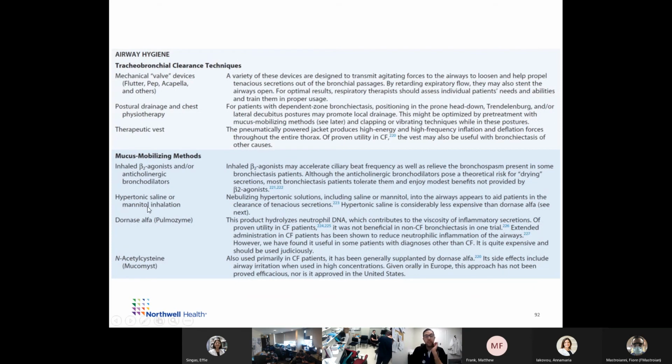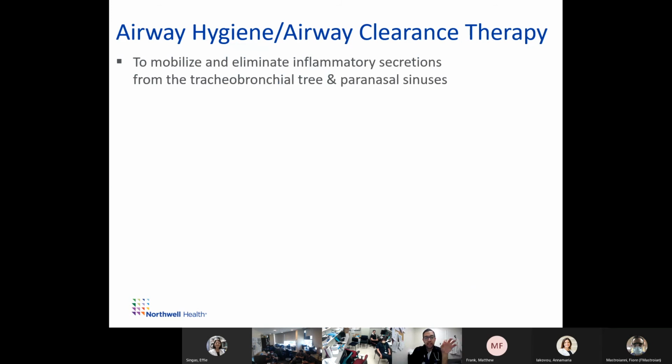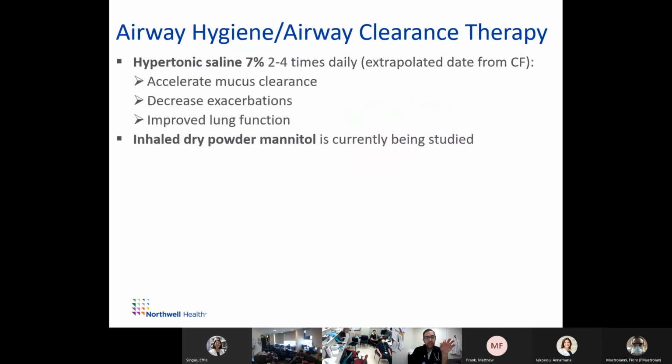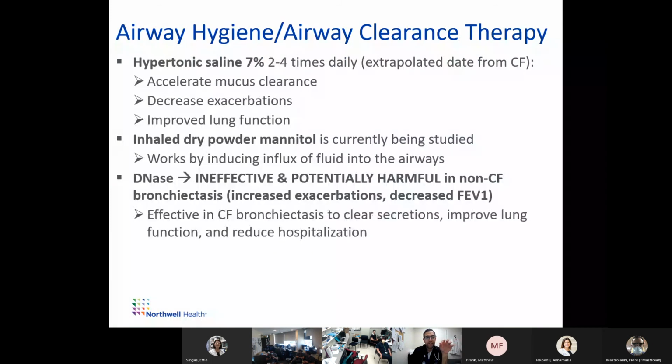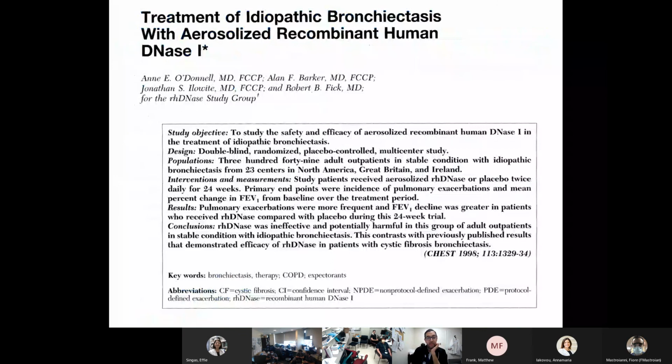Very importantly, and this is always on the boards from what I remember, Pulmozyme is no longer given in non-cystic fibrosis bronchiectasis. And let me actually go to this one second. I didn't realize this at the time, but I found this hallmark paper looking at DNase in non-cystic fibrosis or idiopathic bronchiectasis.